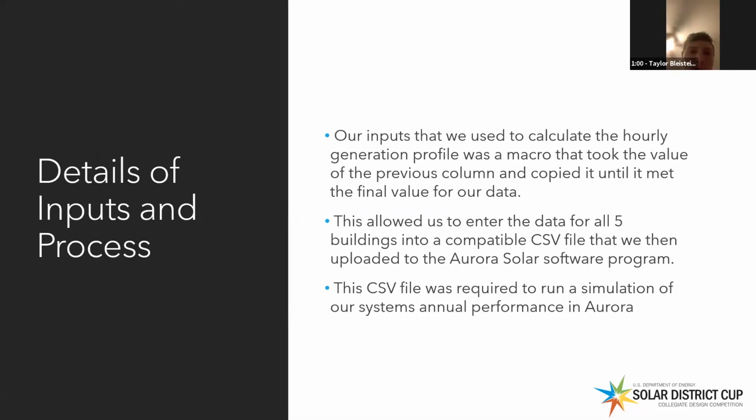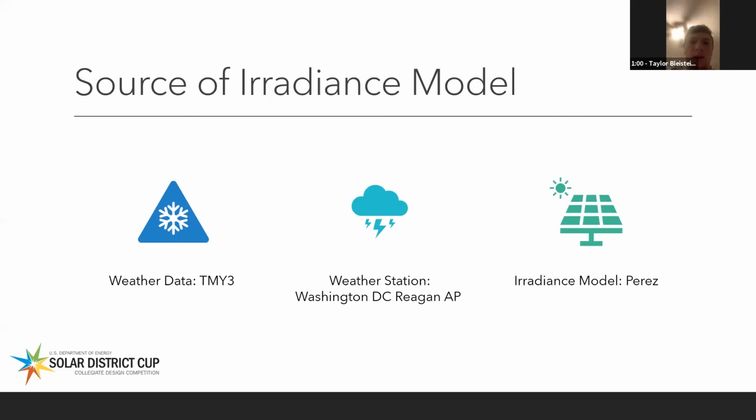To calculate all this, our inputs are put into the energy generation profile, which we had to create a macro and do some work in Excel to get that to run. Once we had that for all 5 buildings in that compatible CSV format, we uploaded that into Aurora. We needed that file to do our simulations and get an accurate estimate of what our system design performance is going to be. And here's just a source of our irradiance model.